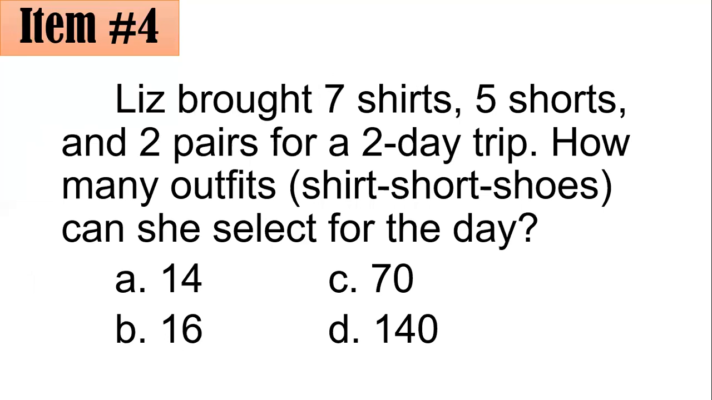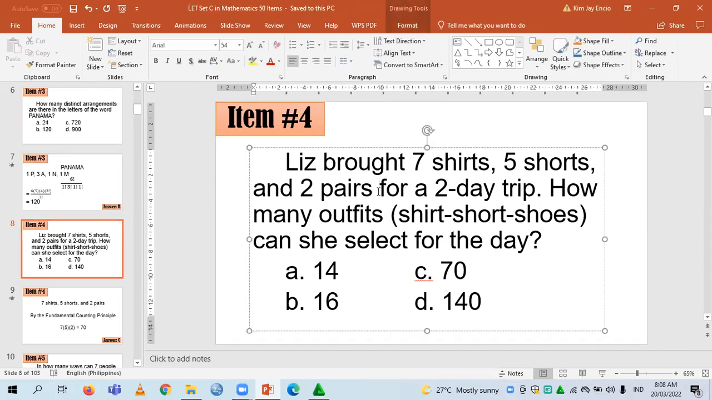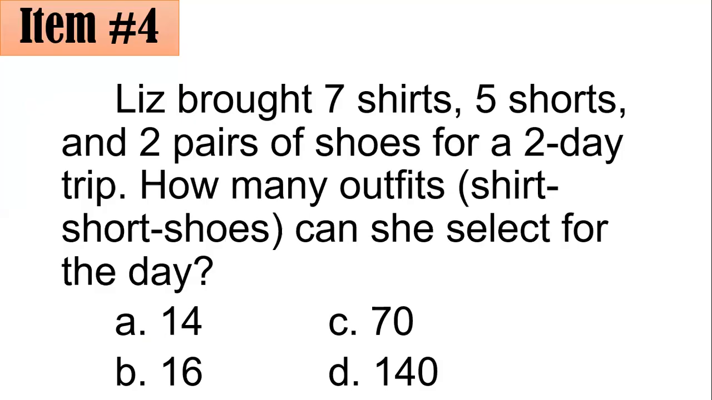Liz brought 7 shirts, 5 shorts, and 2 pairs of pants, 2 pairs of shoes for a 2-day trip. How many outfits consisting of a shirt, shorts, and shoes can she select for the day? Is it 14, 16, 70, or 140?